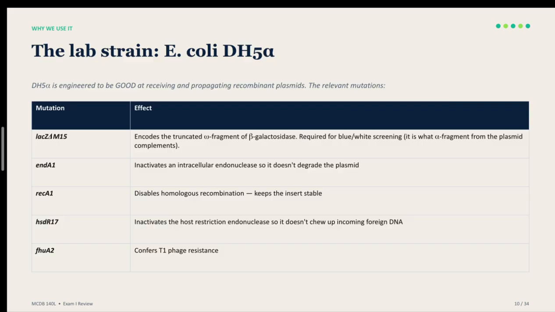So EndA1 inactivates an endonuclease, so it doesn't degrade the plasmid. RecA1 disables homologous recombination, which keeps the plasmid stable, etc., etc.